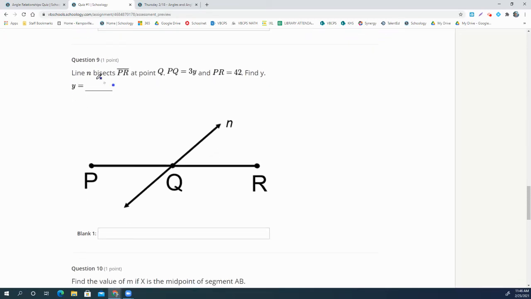So what does bisect mean? To split, to cut, to slice? Exactly, in the middle. So Q is the midpoint. That means PQ is equal to QR. So you've got to label your stuff. This is kind of tricky until you label it. PQ is 3Y. Because it says bisects, I can make these little congruent marks. Those little tick marks are congruent. So then PR is 42. This whole distance is 42.